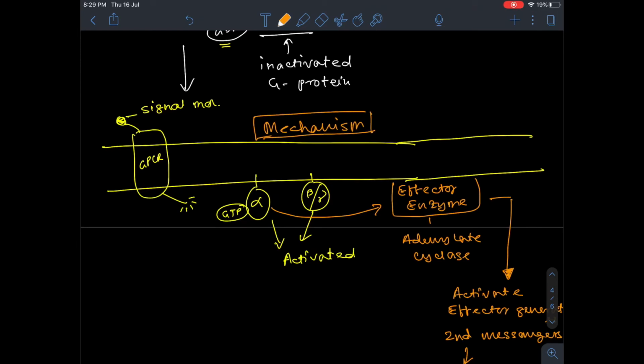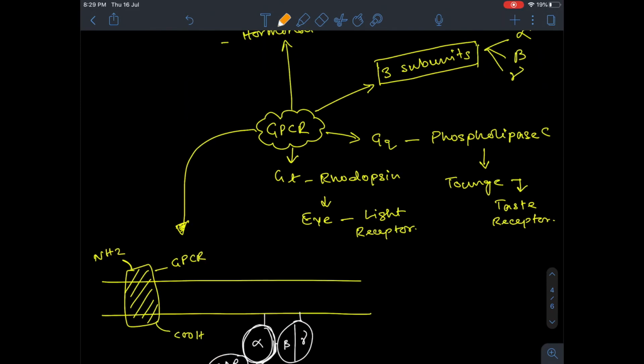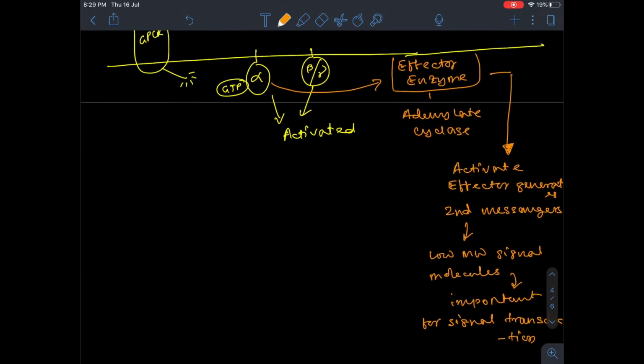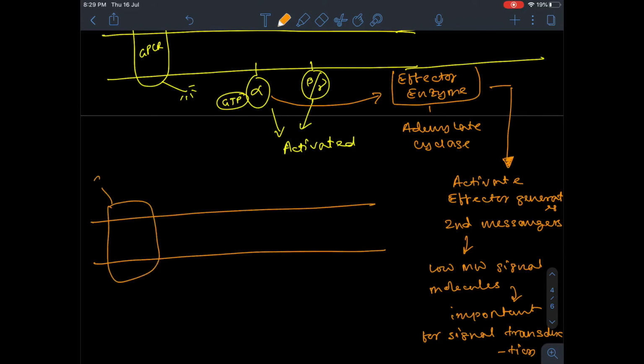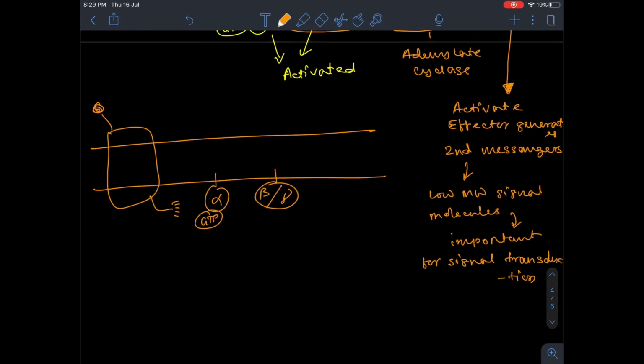Okay, hope you understand this thing. Now we'll discuss Gq, which is associated with phospholipase C. What happens in the case of Gq phospholipase C is, let's say this is the GPCR, this is the signal molecule, there is a response, and G alpha is associated with the GTP, so the G protein is now activated.